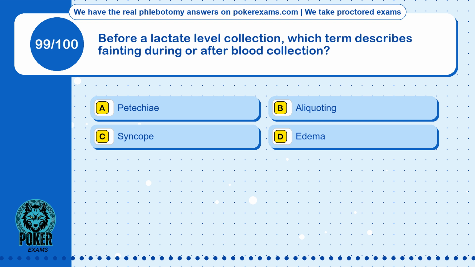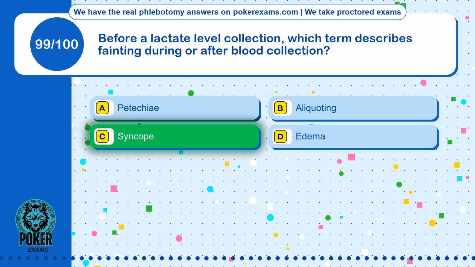Question 99. Before a lactate level collection, which term describes fainting during or after blood collection? Option A. Petechiae. Option B. Aliquoting. Option C. Syncope. Option D. Edema. The correct answer is option C.